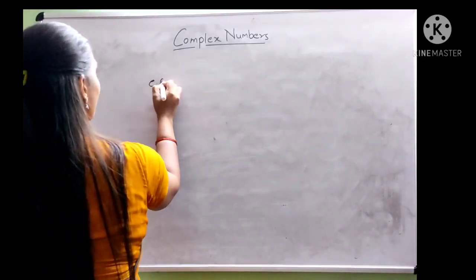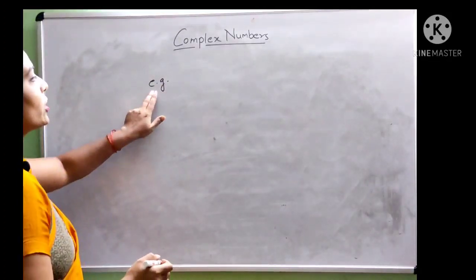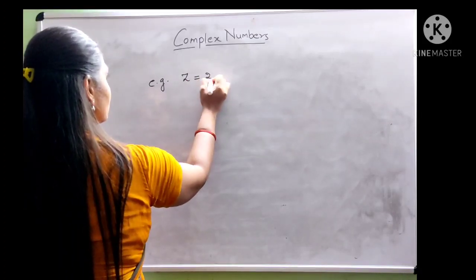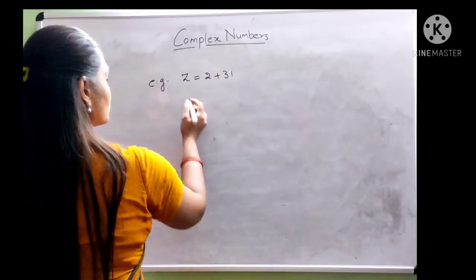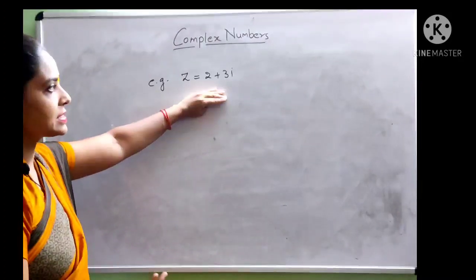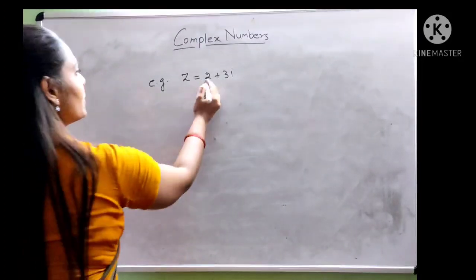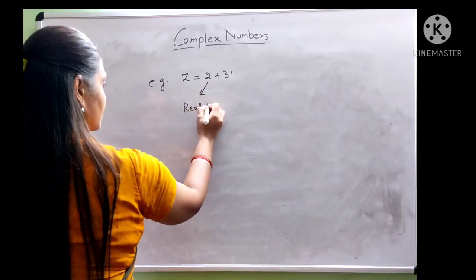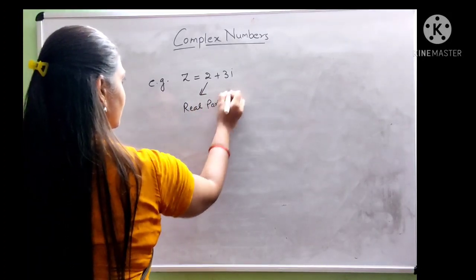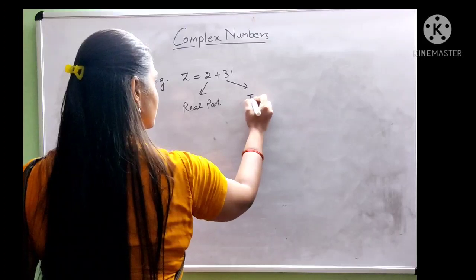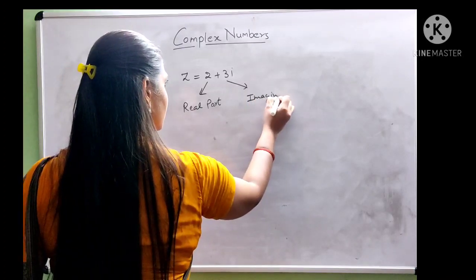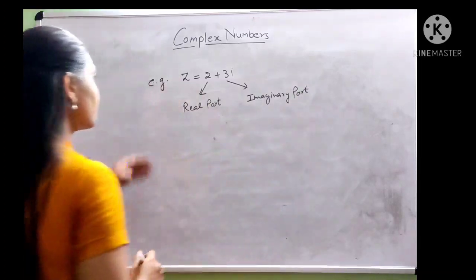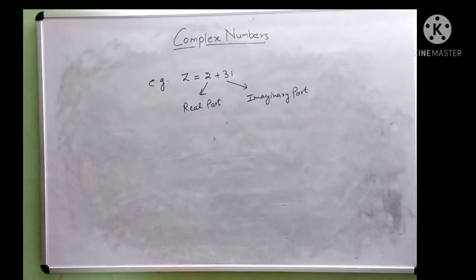For example of a complex number, for example, z is equal to 2 plus 3i. So this is the example of a complex number where 2 is the real part and 3 is called the imaginary part of the complex number.